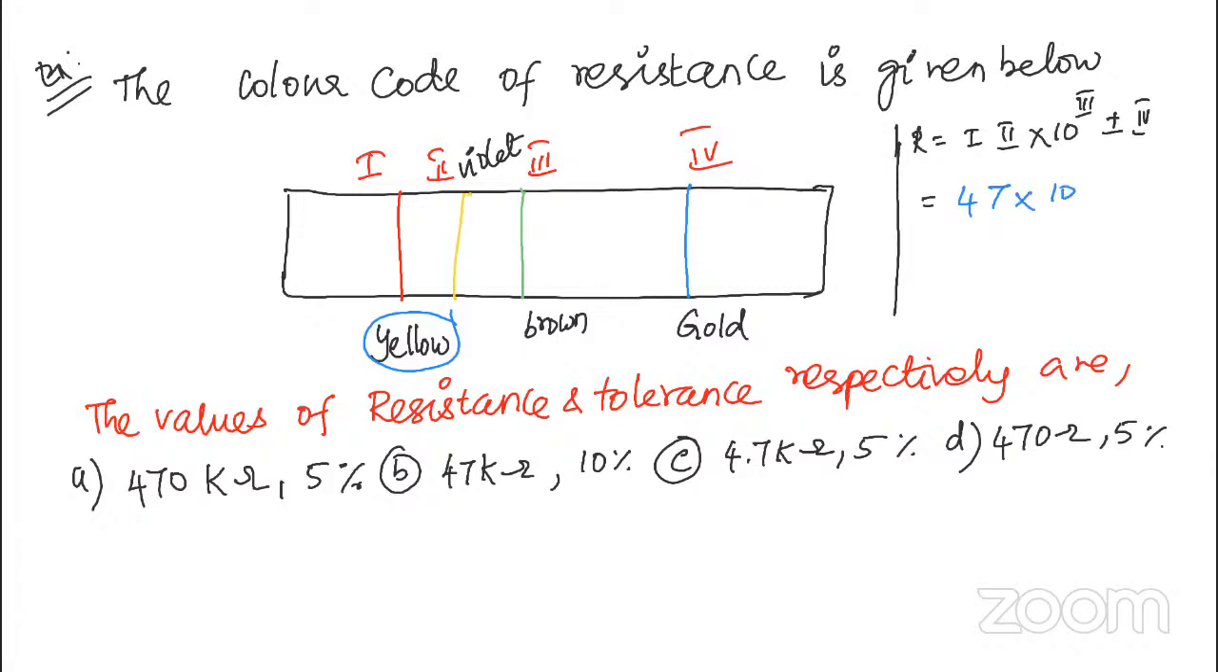What is the third color? Brown. Brown க்கு it is 1. Okay, then plus or minus. What about the fourth color? It is gold. Gold க்கு எவ்வளவு percentage கொடுத்திருக்காங்க? It is 5%. Okay, so value is 470 ohm plus or minus 5%. So here option D is the right one.